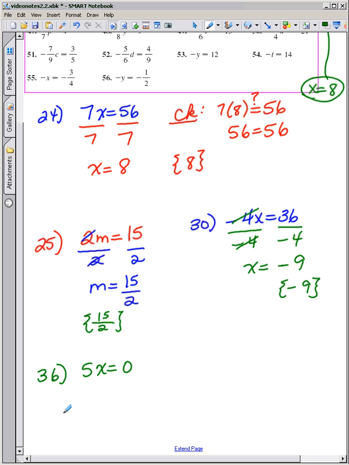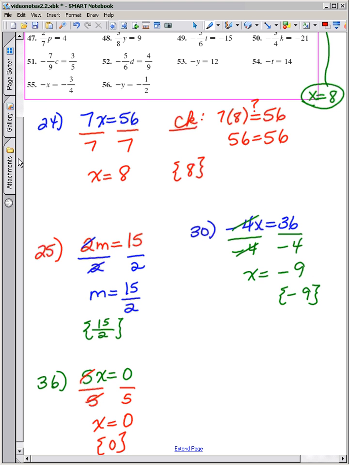Solve this one. I have to remove the 5. So what will remove the 5? Because it's connected by multiplication, I use division. So 5x divided by 5 is just simply x, and 0 divided by 5 is 0. So our solution is 0. Okay?